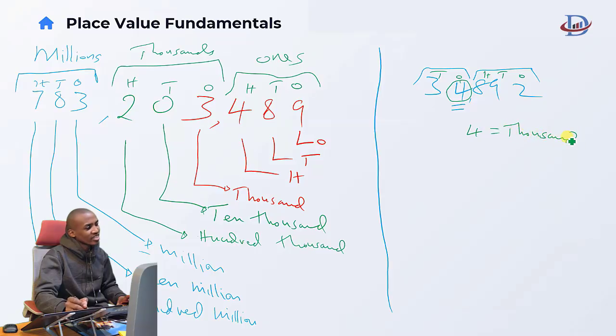1,000. How did I get this 1,000? You can see that this is ones, this is tens, this is hundreds, and the next one will be what?